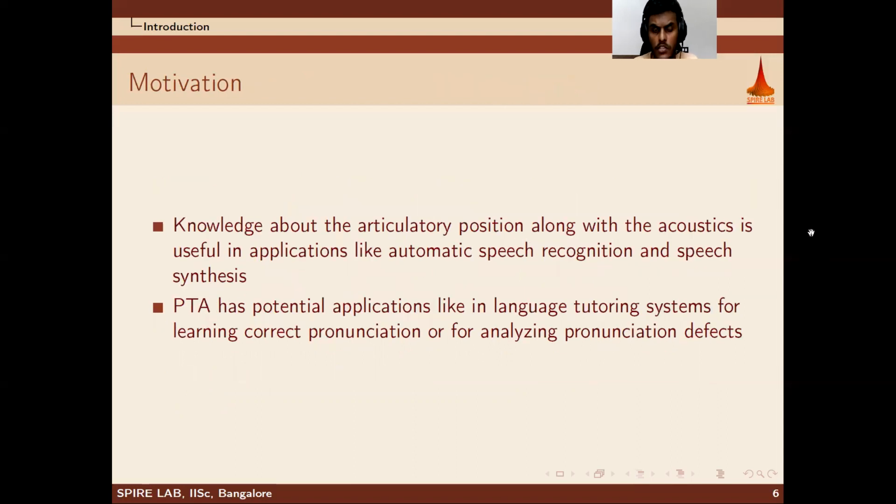Let me talk about the motivation for this work. Knowledge about the articulatory position along with acoustics is useful in many applications such as automatic speech recognition and speech synthesis. PTA has potential applications like in language tutoring systems for learning correct pronunciation or for analyzing pronunciation defects.